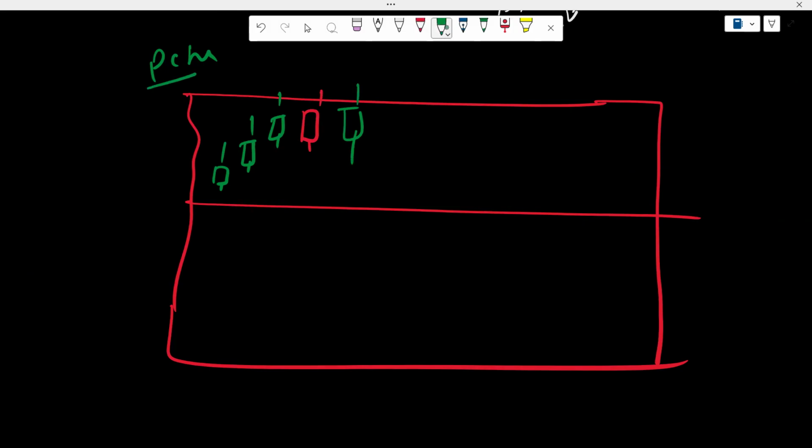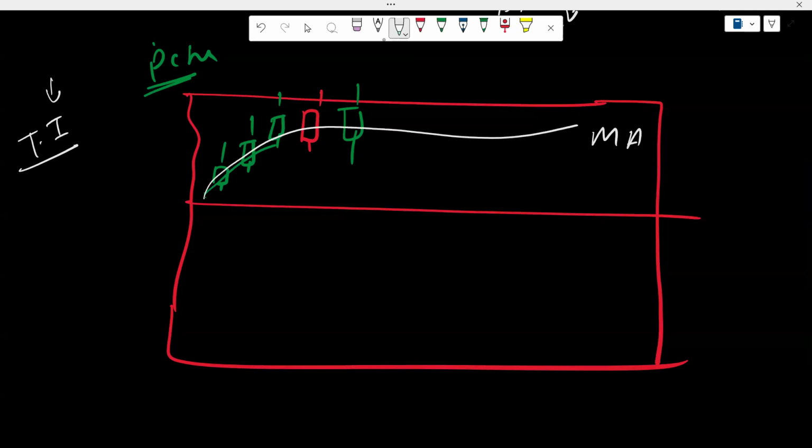So number one, you will put the price chart on your screen. Number two, you will put the technical indicator. Let me put moving average. If I am using moving average, I will put the technical indicator moving average. Because it's an overlay indicator, we can draw this on the price chart only. Like this your moving average will look like. If you are drawing three moving averages, this is MA1, this is MA2, and this is MA3 also.